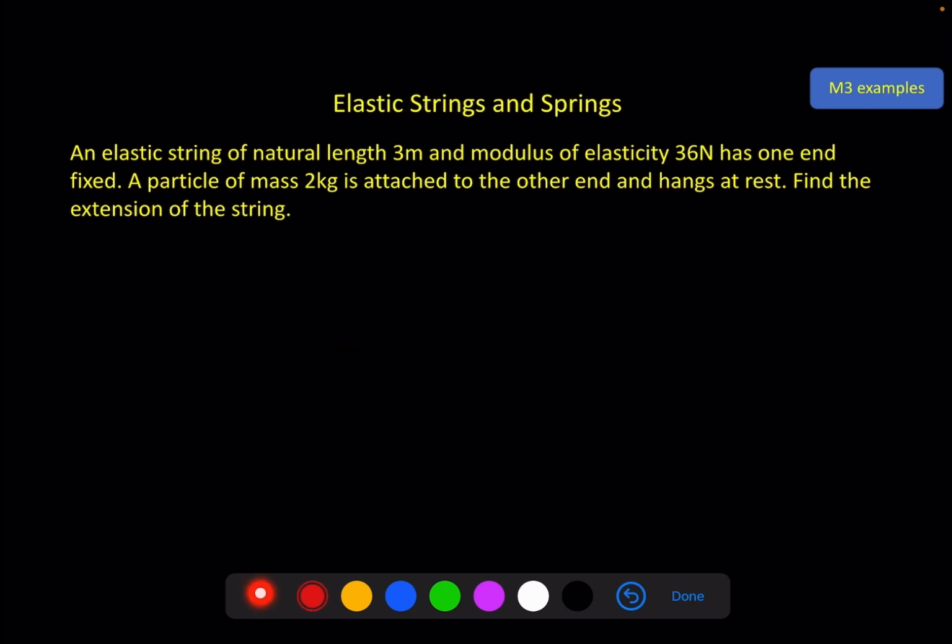So if I draw this out, this is a string, so I'll draw it with a straight line, particle on the end, and that is 2 kilograms. So we've got 2g acting downwards, and there will be tension in the string. It's fixed here, and it hangs at rest. So it's in equilibrium, and we need to find the extension of the string. So listing out the things we know, the natural length is 3, the modulus of elasticity is 36, we know that tension is equal to lambda x over L, and we want to find x.